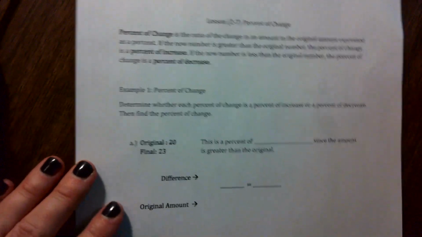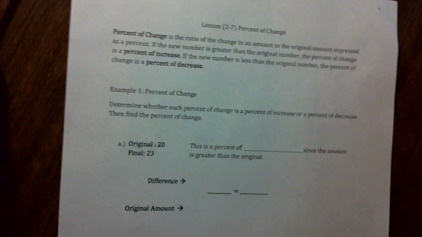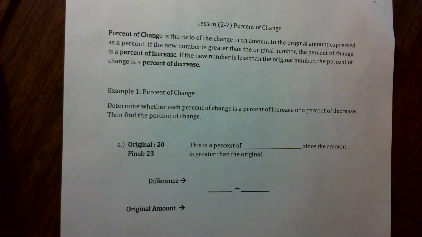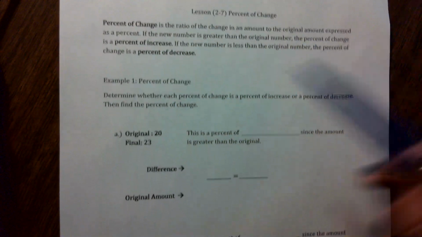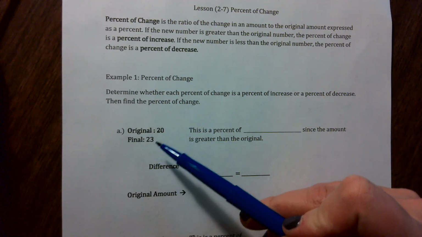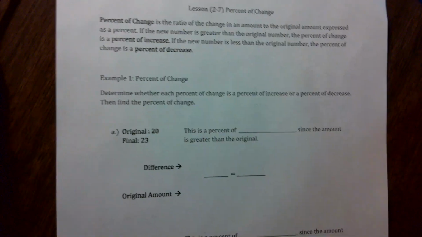Now that prepped us for our lesson, percent of change. So the percent of change is the ratio of the change in an amount to the original amount expressed as a percent. So from old to new. If the new number is greater than the original number, then the percent of change is a percent of increase. If the new number is less than the original number, then the percent of change is a percent of decrease. So here when we have 20 and we go to 23, that's an increase, okay?